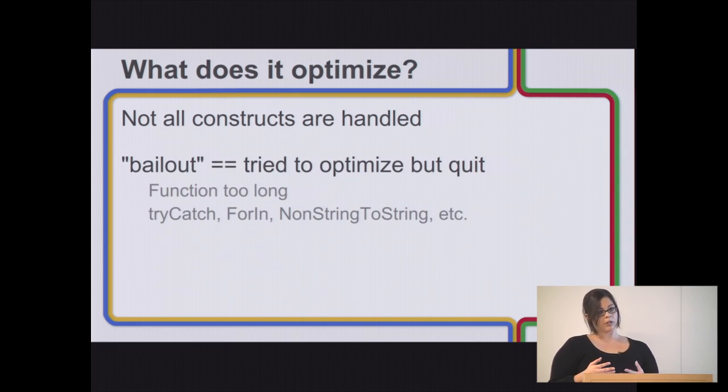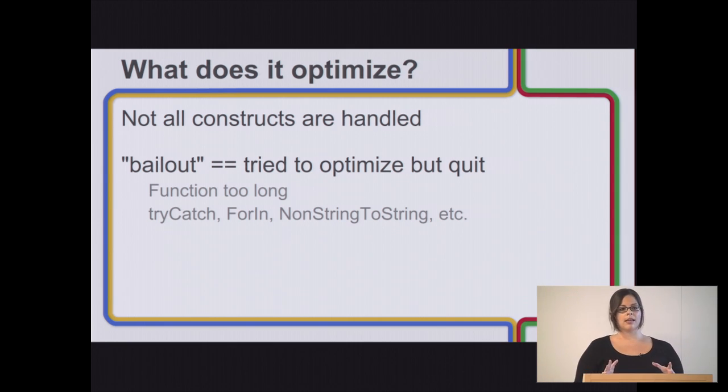When Crankshaft looks at a function, it's like, I want to optimize that. It starts trying to optimize the code, and then in the middle it hits something that it can't actually do. It finds something that it can't optimize. That's a condition we call a bailout. A bailout means I tried to optimize this, I tried for you, but actually I couldn't do it for some reason. So I'm just going to not try to optimize that.